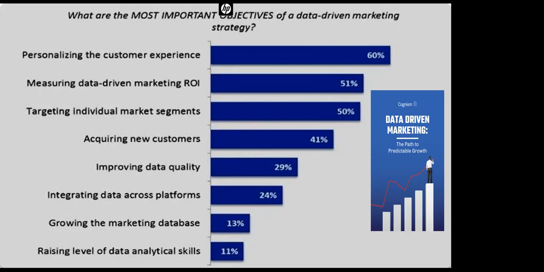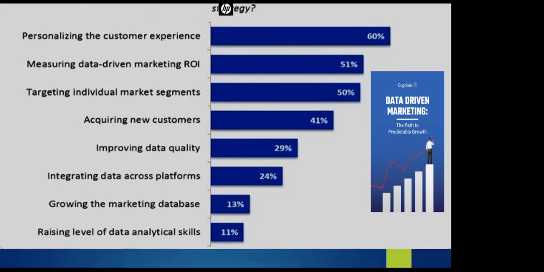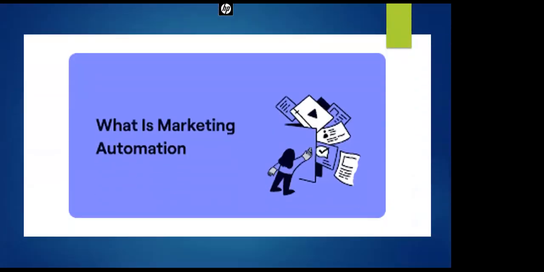So now, guys, we have seen what is marketing. We have seen two types of marketing. Earlier we used to do traditional, and now it is digital marketing. And in digital marketing, we have seen the significance of data and why data-driven marketing is very important for us. Now we will see what is marketing automation.